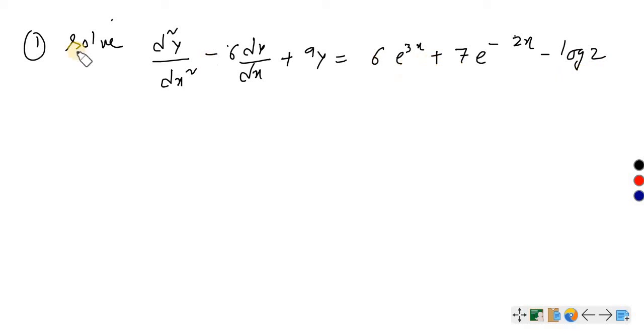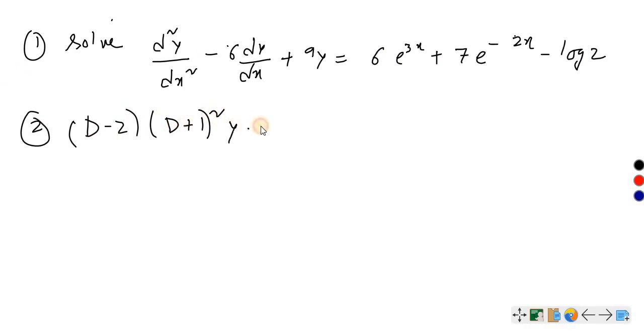I am giving another problem too. (D − 2)(D + 1)² y = e^(2x) + e^x. Okay, so these are the two problems. Let's try to solve this.